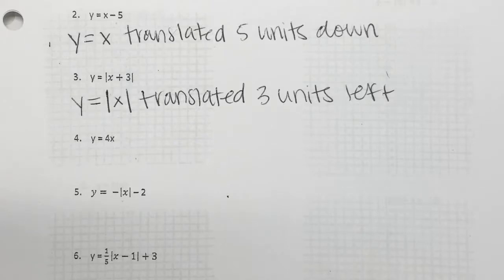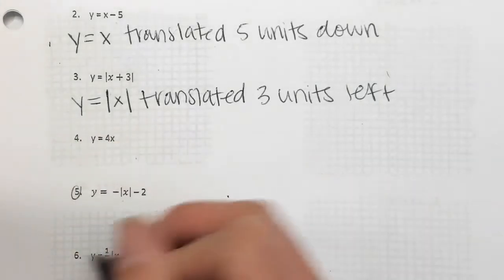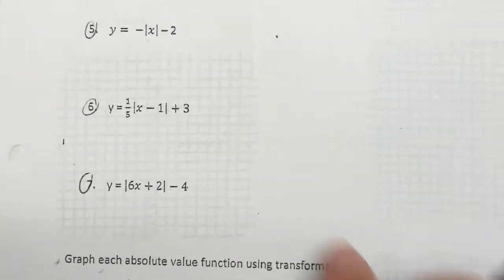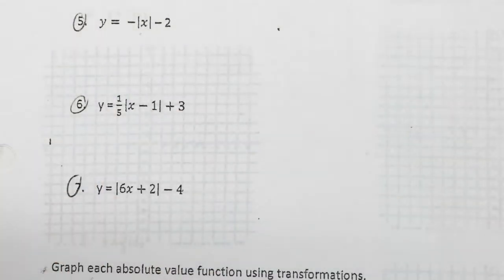Alright, I want you to try, circle these for me, 5, 6, and 7 with your group. Now, notice that this has some numbers out front, some negatives. I don't want you to worry about that.